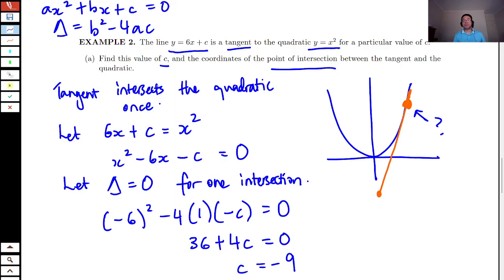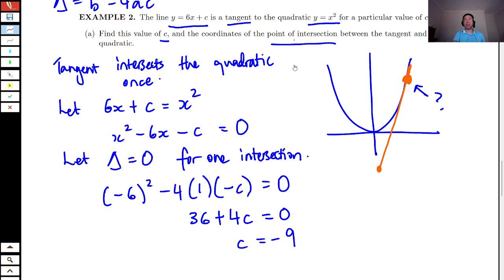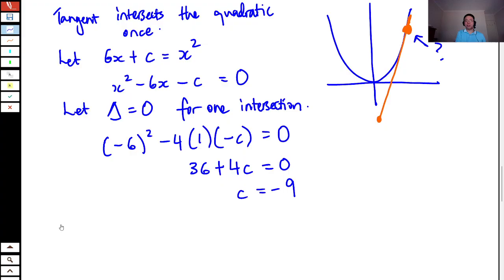Now, are we finished? No, because we also want the coordinates of the point of intersection. So now we need to go back and substitute c equals negative 9 and solve this equation. If I rearrange this equation, I get x squared, sorry, that should be minus 9. I get x squared minus 6x plus 9 equals 0.